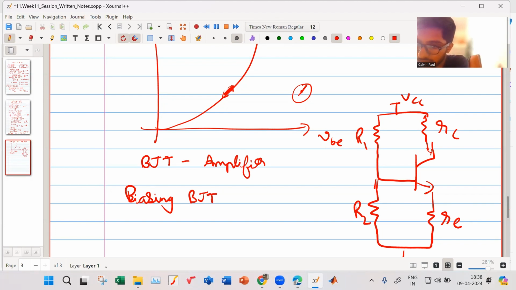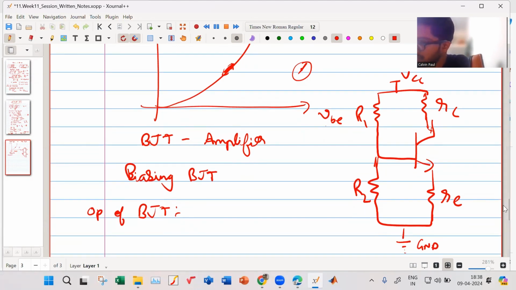The capital R1, R2, what do they do? Those are for biasing of the BJT. So you have to set the operating point of the BJT. What do you mean by the operating point of BJT? By knowing this operating point, we'll come to know the characteristics of the BJT, such that while amplifying, we can know what kind of amplification it can do with that particular operating point, whether below that operating point or above the saturation point.